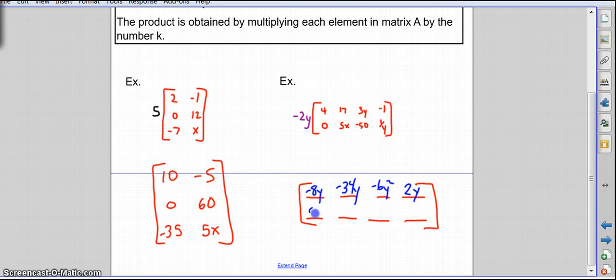Now down to the bottom. I love having zeros in my matrices because it's easy. Negative 2y times 5x is going to give me negative 10xy. We like alphabetical order on that. And then negative 2y times negative 50 is 100y. And then negative 2y times 1 over y, well, those y's will cancel, and I'll simply be left with negative 2. All right, I hope you did good on that.